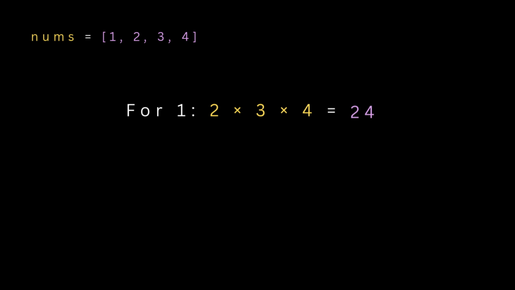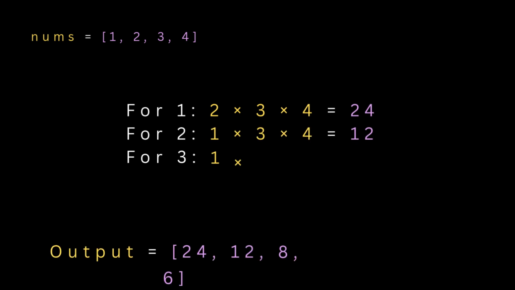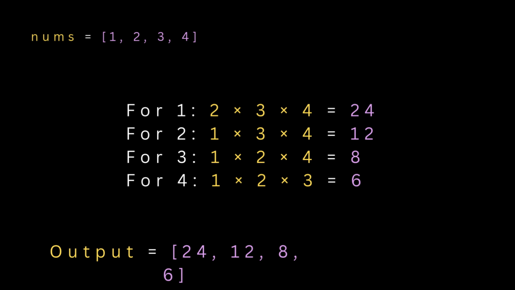Today we are solving product of array except self, a medium level array problem. The problem looks simple, but there is a really nice trick that lets us solve it in O of n without using division. We are given an array, and for every position we need to calculate the product of every other element except the element at that position. So for this given example, this is the following output.